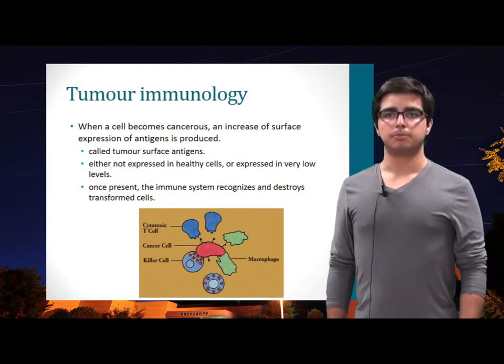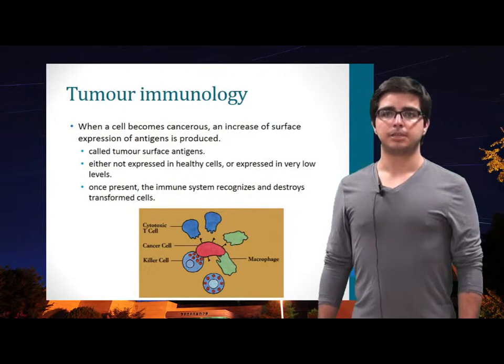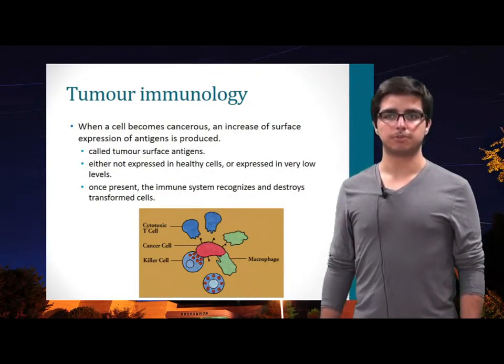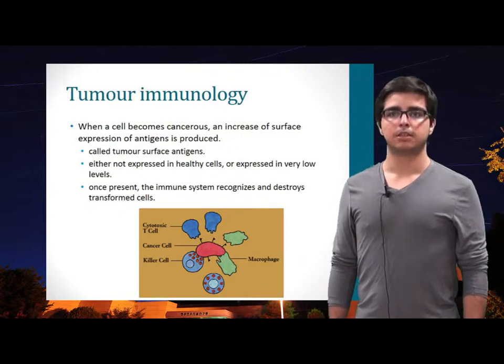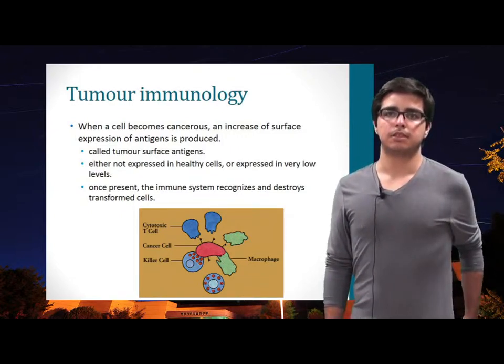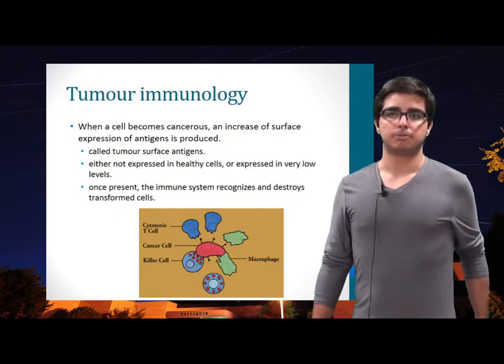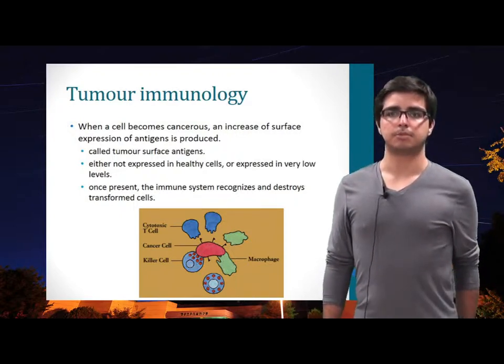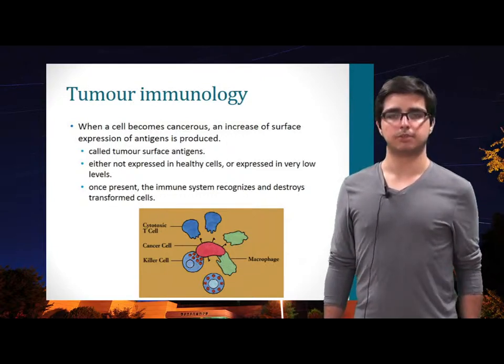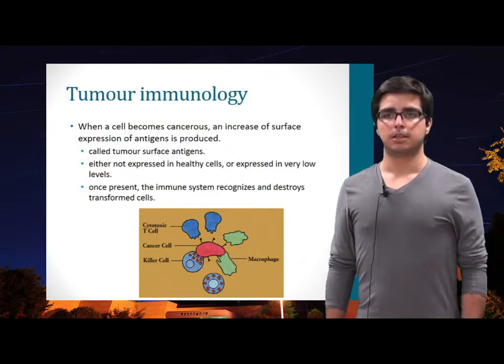In tumor immunology, we can use antibodies that are able to bind to antigens that are expressed on the surface of cancerous cells. These are called tumor surface antigens. These cannot be expressed on healthy cells or are expressed at very low levels. Therefore, they can be highly specific for a cancer cell.